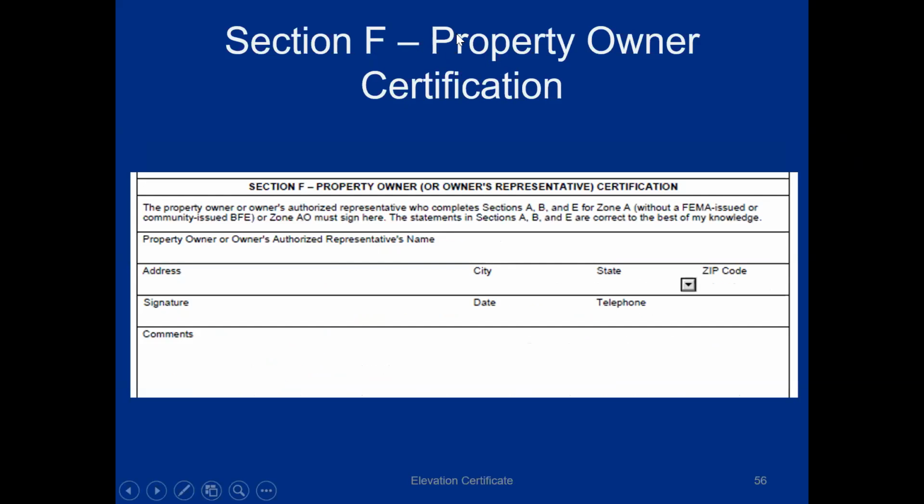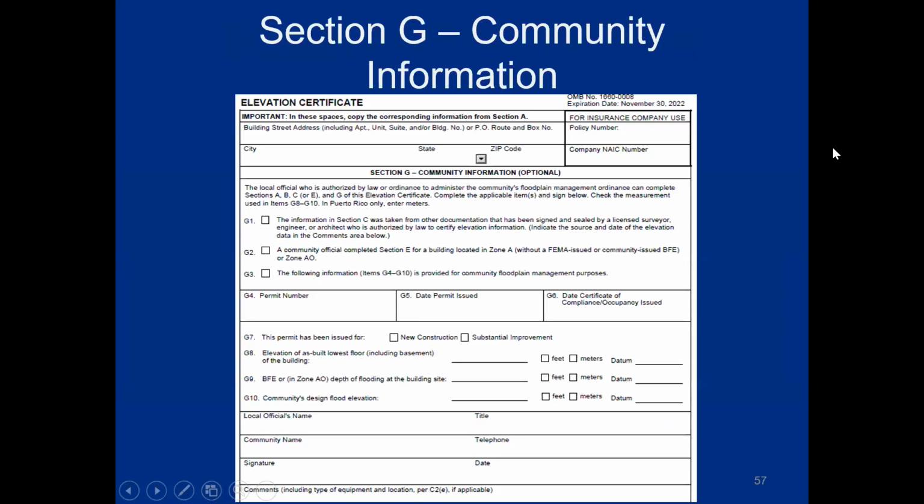Section F would be the property owner certification for those people who use Section E. Section G, I'll only talk about briefly also. Section G is community information, so it's optional, but this part of the elevation certificate can be filled out by the community, by typically the floodplain administrator in the community. So that person might want to put information in here like permit number, date permit issued. So it would be for your own information. You have permitting information that you can put there on Section G. Again, that is optional.